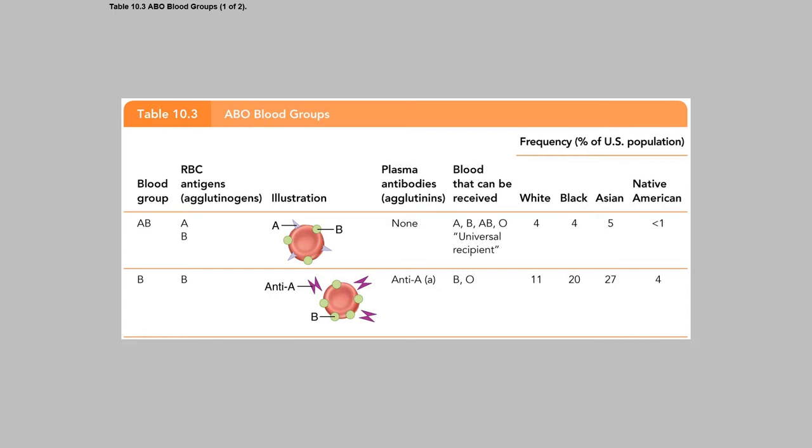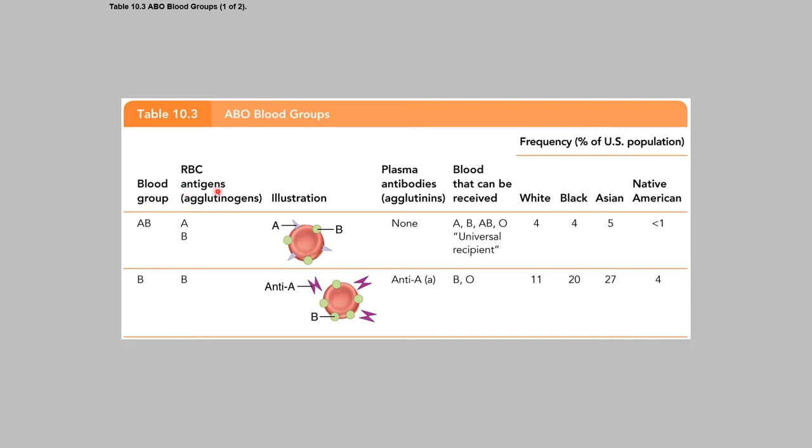There are 4 major blood types with this ABO blood grouping: type AB, type A, type B, and type O. I'm going to use this chart to try to explain this. Let's start with type AB blood. An individual who is type AB blood is going to have these.